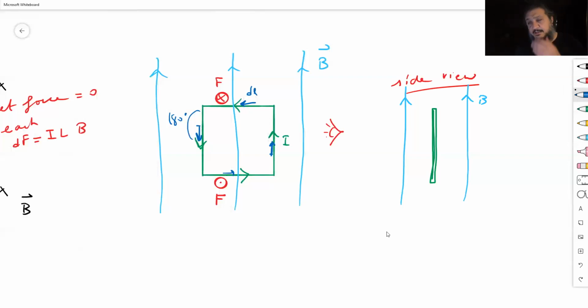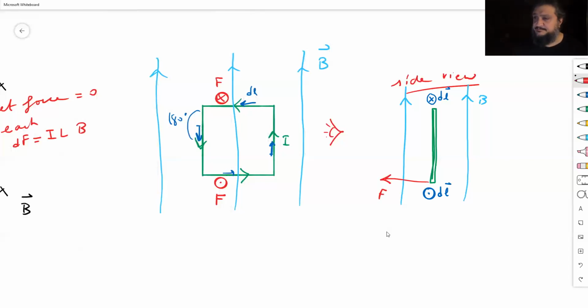So on the top, since I'm looking from the right, the current is away from me. So dl is a vector pointing into the page. This is dl. In the bottom part, dl is coming towards me, so it's coming out of the page. That is dl. Okay, so let's apply the right-hand rule again. dl in the bottom part is coming out of the page. B is up. The force will be to the left. Please make sure you do this when you watch the video, okay? So the force will be to the left.